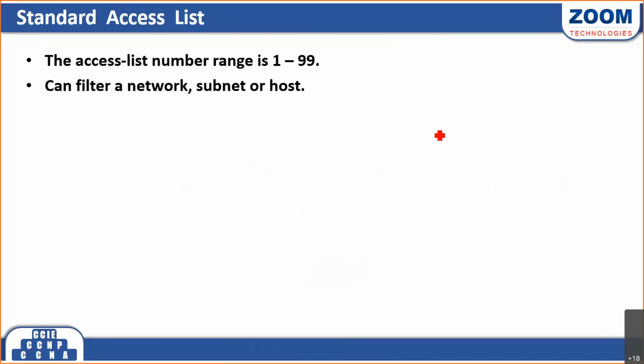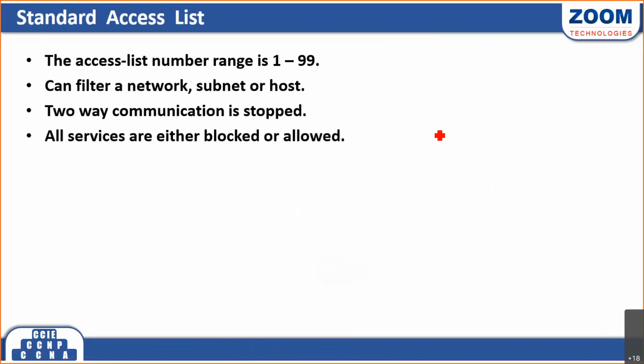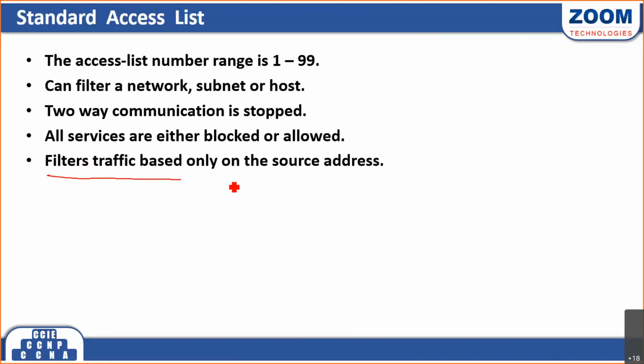What will standard ACL do? It filters the network, subnetwork and host also. It stops two-way communication. All services are either blocked or all services are allowed. So it filters traffic based upon source IP address. What is this point? Filters traffic based upon source IP address means filters traffic.